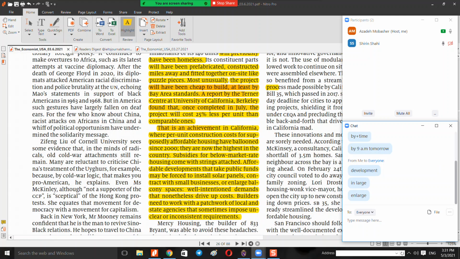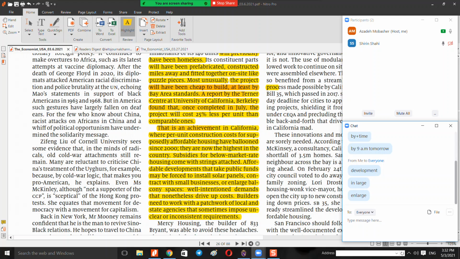Next one is patchwork. It's a noun. Something that is made up of a lot of different things. But in this context, there are different agencies and companies, and all of them get together to build some buildings, and they are not the same. They have different policies and different ideas. Policies. Yes.